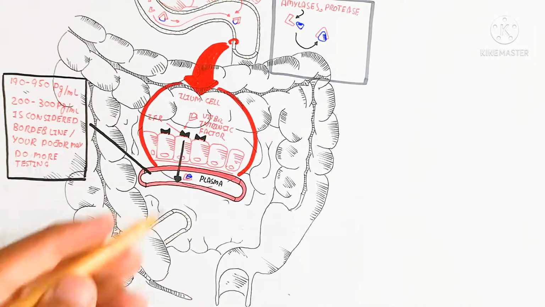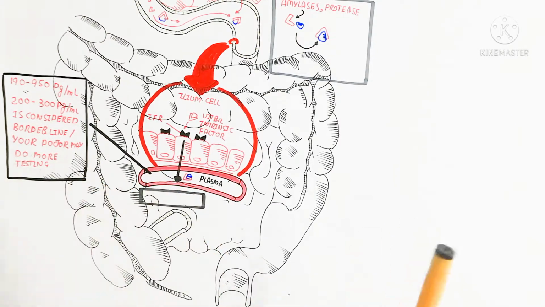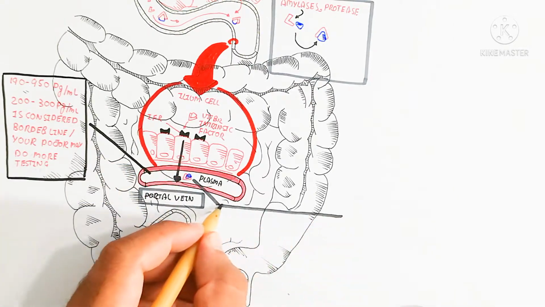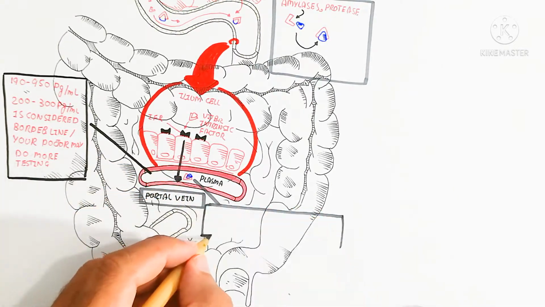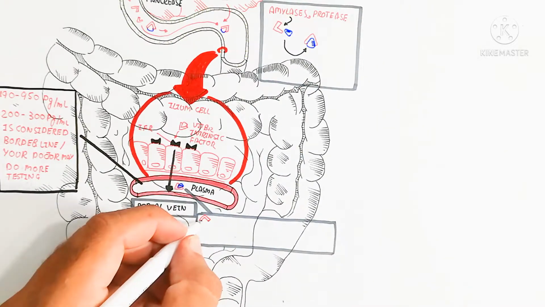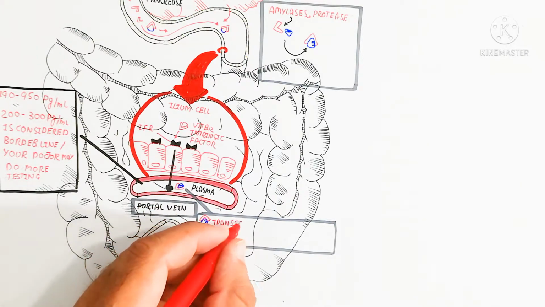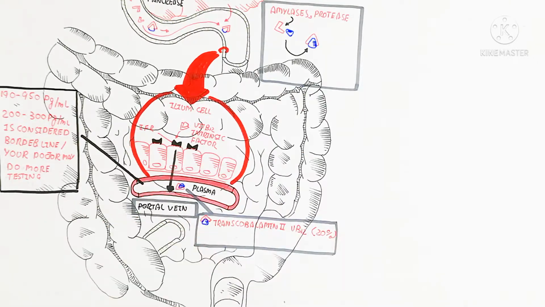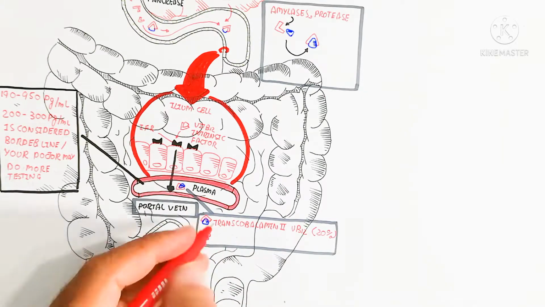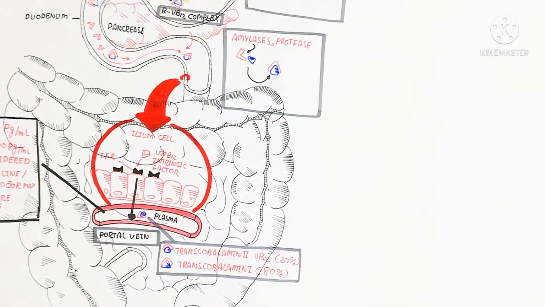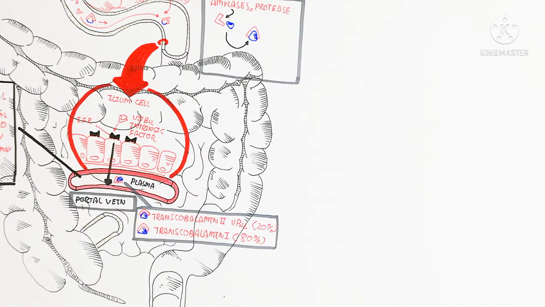So the important thing is that when it goes into the plasma, there are two types of vitamin B12 carriers, in the form of transcobalamin 2 and transcobalamin 1. Transcobalamin 2 is basically the vitamin B12 in the blood, which is 20%, while transcobalamin 1 is 80%. So the 80% is more compared to the 20% in the form of 2.